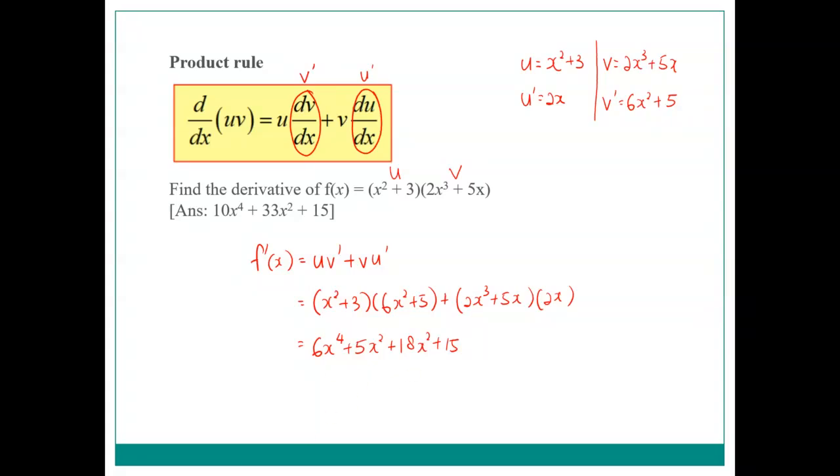All right. Next, we have to apply the same multiplication to the second part of the equation. So we get 4x to the power of 4 plus 10x squared. Okay, simplify everything. We should be able to get this as our final answer: 10x to the power of 4 plus 33x squared plus 15.